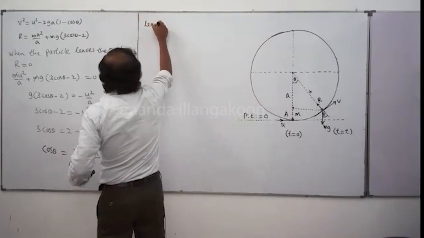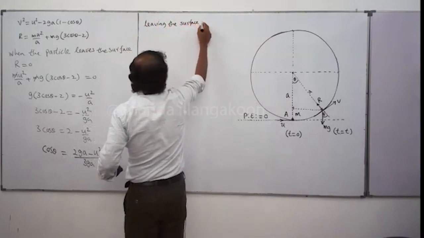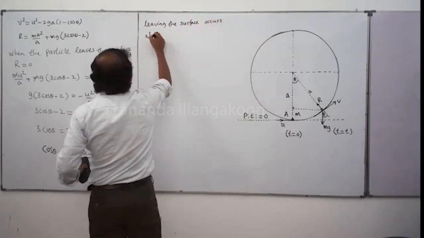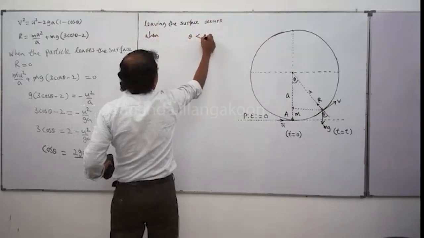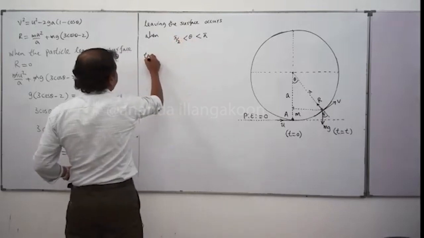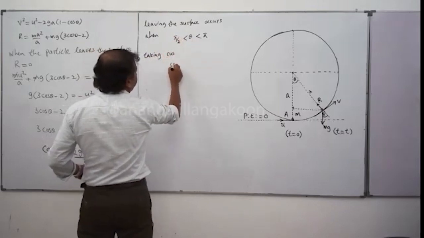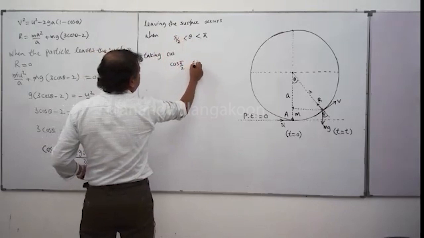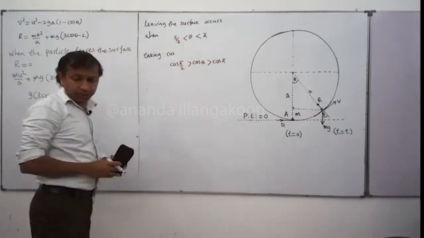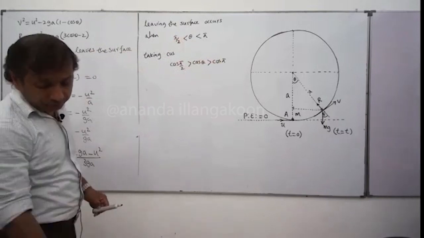And now write, leaving the surface occurs when theta is less than pi, greater than pi by 2. Taking cos, what do you get? Cos pi by 2, cos theta, cos pi. This inequality we get.